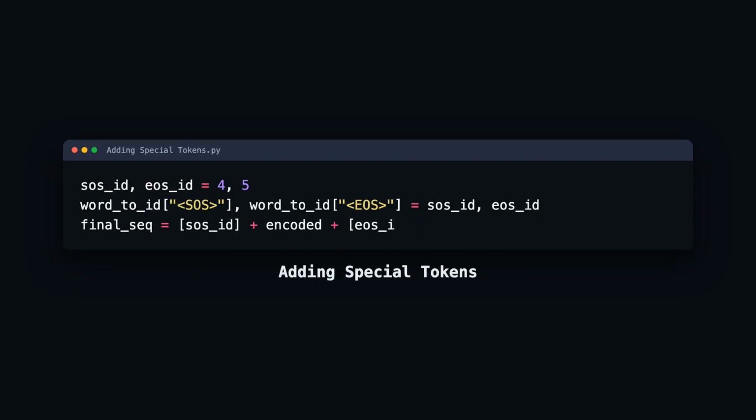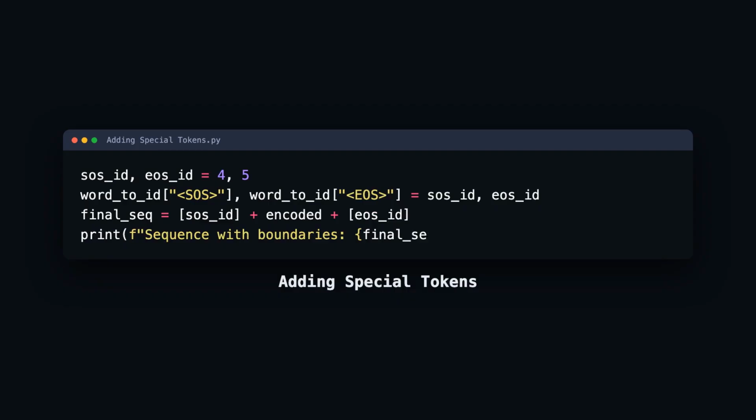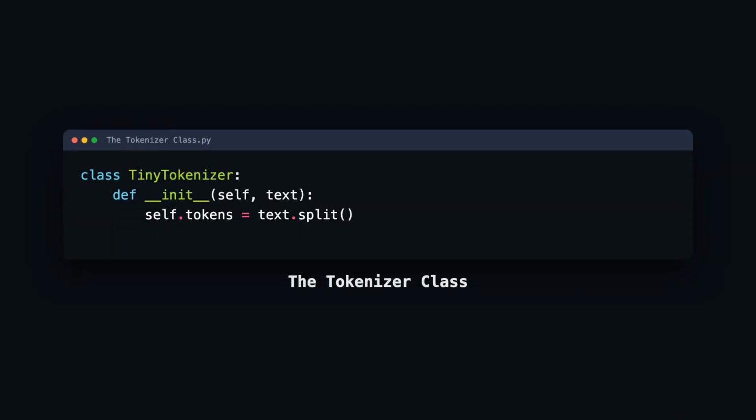LLMs often need to know where a sentence starts and ends. We add special tokens like SOS for start of sentence and EOS for end of sentence. These help the model understand boundaries during generation. A common mistake is adding these during the split phase. They should be added manually to the sequence to mark the structural limits of the text.